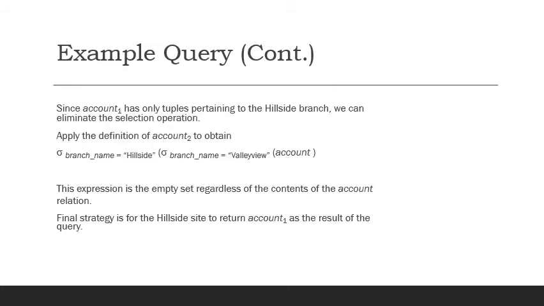Since account 1 has only tuples pertaining to the Hillside branch, we can eliminate the selection operation. Apply the definition of account 2 to obtain select branch name is equal to Hillside on select branch name is equal to Valleyview of account. This expression is the empty set regardless of the contents of the account relation. The final strategy is for the Hillside site to return account 1 as the result of the query.